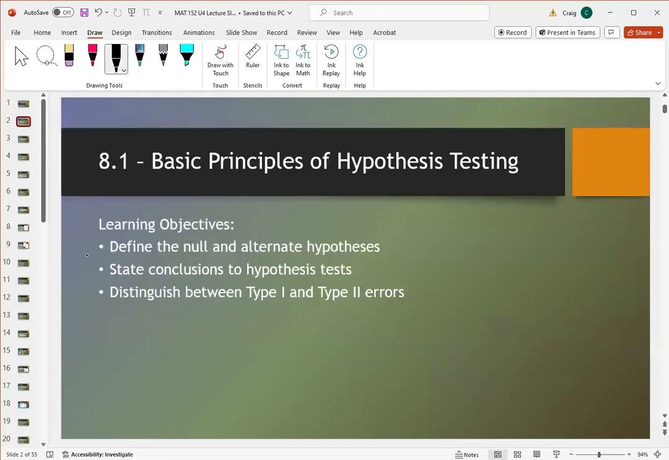So in this section, we're going to talk about the difference between the null and the alternative hypothesis. We're going to talk about how to state conclusions and how to determine the significance of hypothesis tests. And then we're going to talk a little bit about type 1 and type 2 errors.